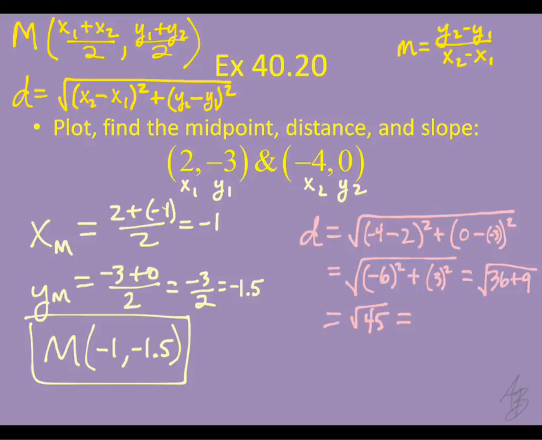Anybody know off the top of your head what that is? 3 square root of 5. Yep, that's it. Okay, so there's the distance between the points. And the last thing is going to be the slope. So we're going to have the difference in y's on top and the difference in x's on the bottom. So who can tell me what to write on top?